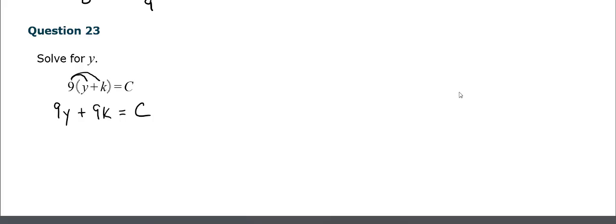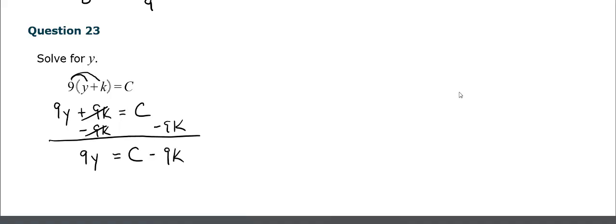So we're solving for y, so we need to isolate. So that means I need to eliminate the 9k. Since it's added, I'm going to subtract it from both sides. So this leaves me with 9y equaling c minus 9k.